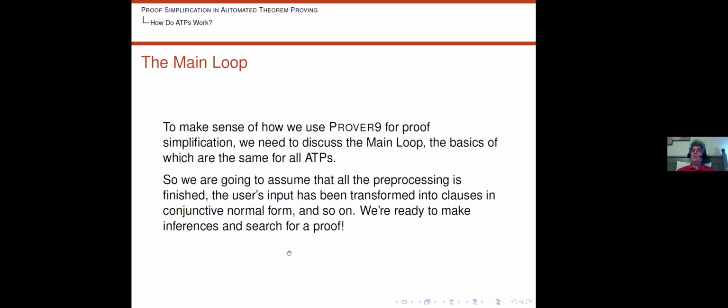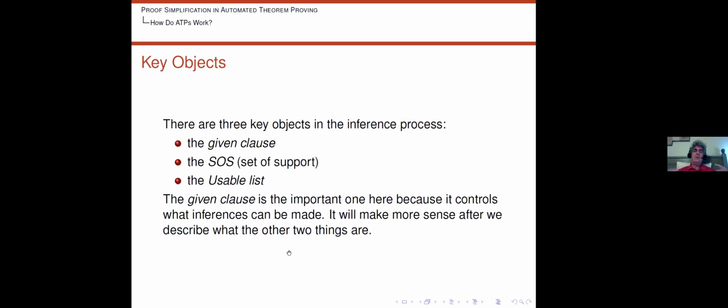And so we're going to assume now that we're ready to start searching for a proof. What exactly happens in a general ATP system that makes this work? There are three objects that are the key to the process of making inferences. There's the given clause, that's really the important one, the set of support, and the usable list. Now, the given clause is the one that actually controls what inferences can be made. And this is important for proof simplification, as we'll see here in just a couple of minutes.